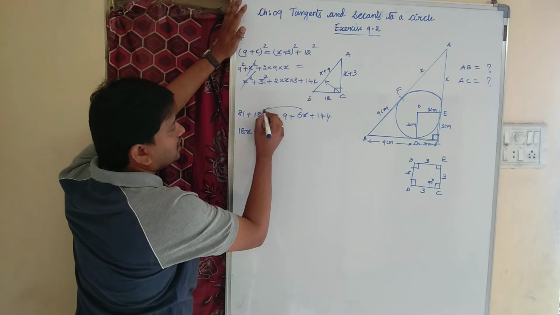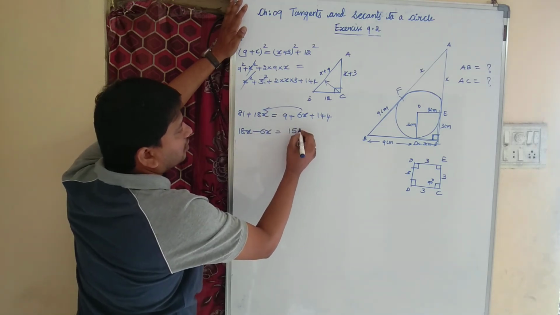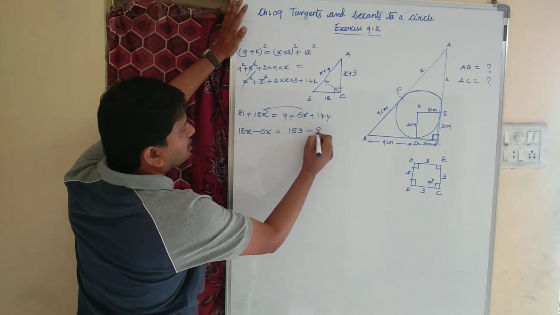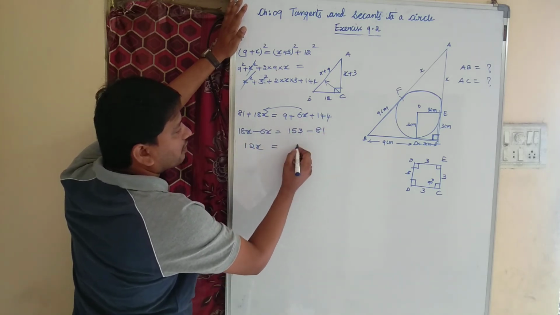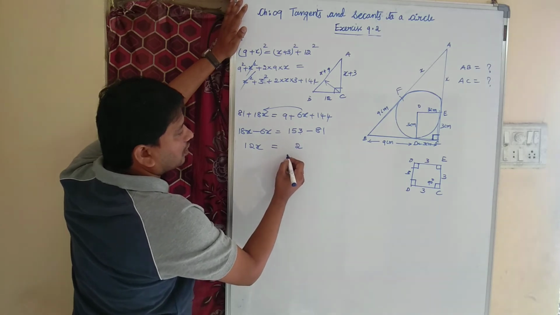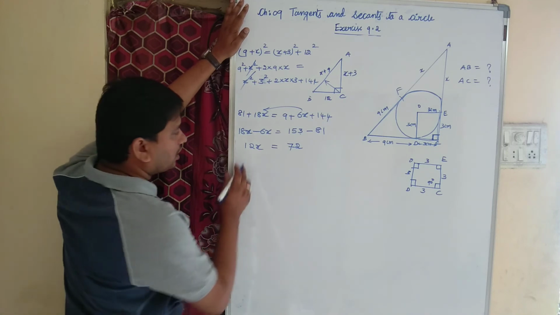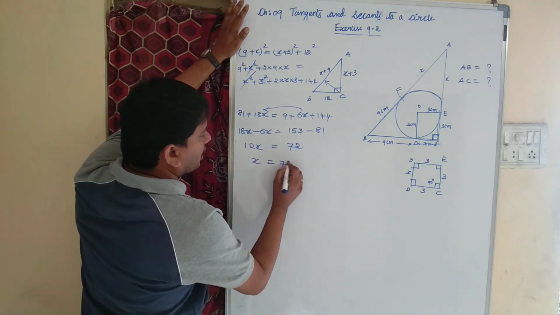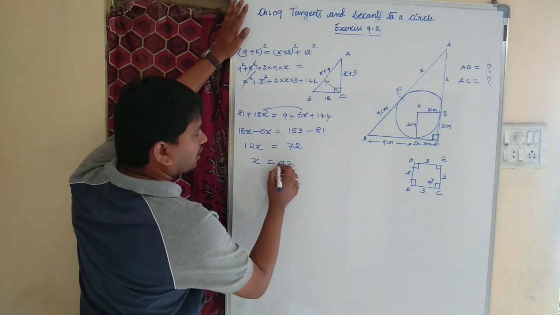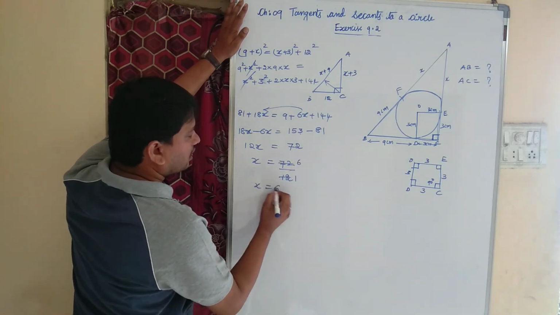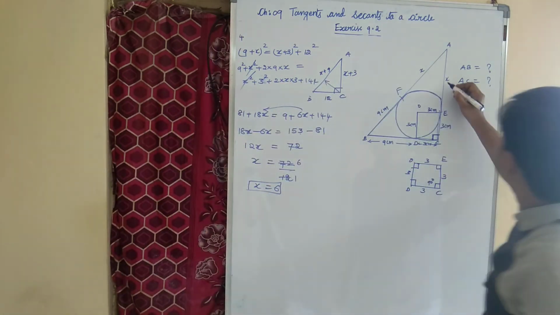Let us transpose 6x here, minus 6x, 144 plus 9, 153 minus 81. 18x minus 6x equals 12x, and 153 minus 81 is 72. Here 12 is multiplying, so transposing, it will become 72 by 12, and 12 sixes are 72. What is the x value? We got the length of x is 6 centimeters.